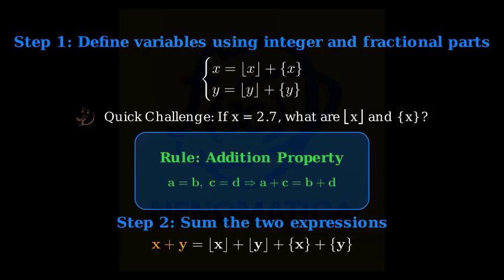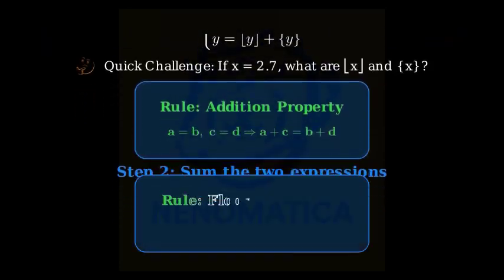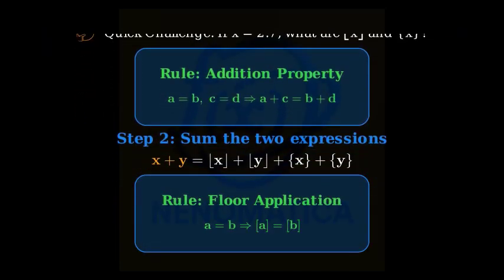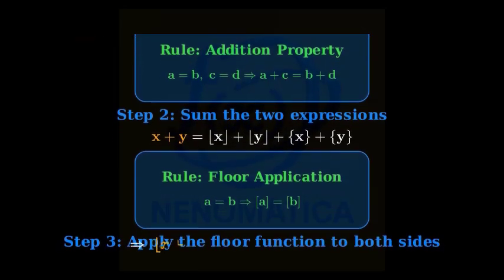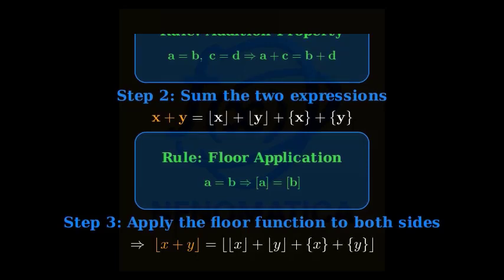Step 3. Apply the floor function to both sides. We use the property that if two expressions are equal, then their floors are equal. Now take floors. We'll highlight the floor of x plus y in orange.